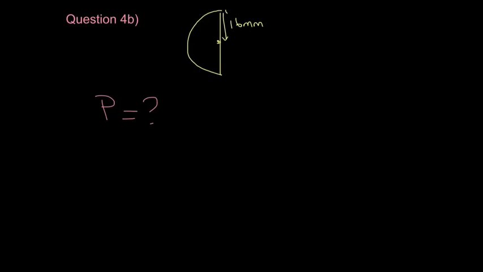Obviously we have a semicircle, so we have half a circumference and this line here, and this side and that side add up together to make the perimeter. So let's work it out. Let's start with the circumference. The circumference of that full circle would be 2 times pi times r, which would be 2 times pi times 16.